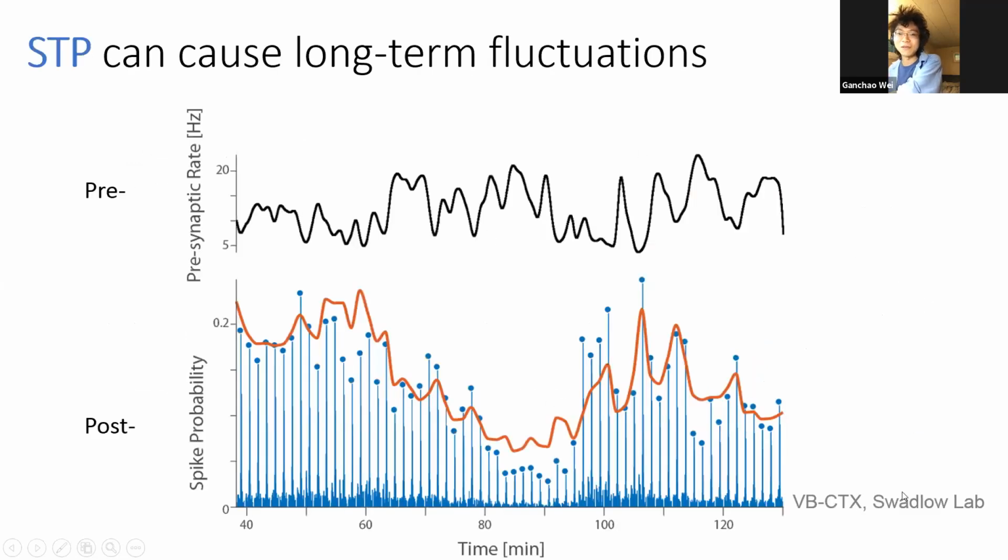This is one example, also from Swartz's lab. We can see there are long-term fluctuations in the pre-neuron, and we can also see the more the pre-neuron fires, the lower the probability that the post-neuron will fire. That means there's a depression STP. So because there's a depression STP and long-term fluctuations in the pre-neuron, you will produce long-term fluctuations in the post-neuron.